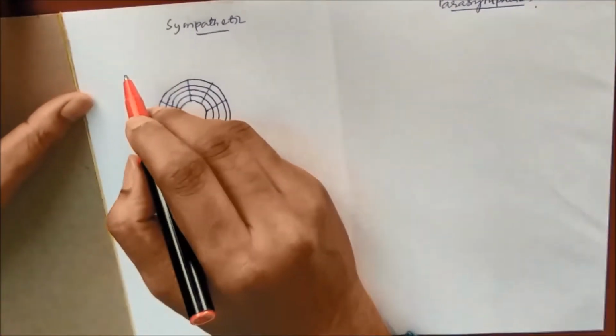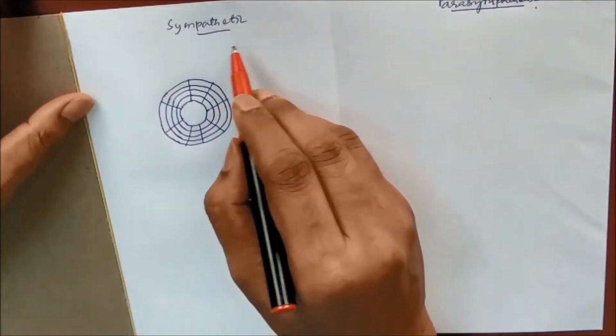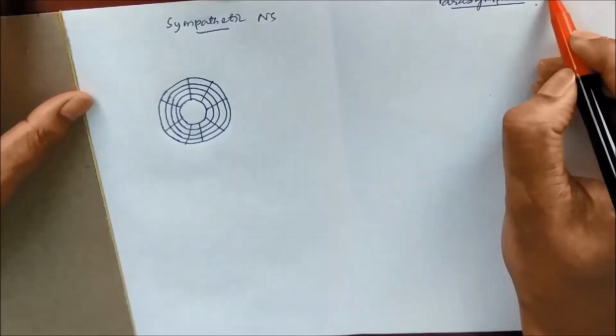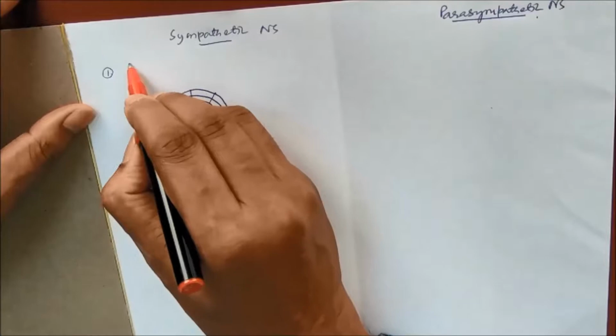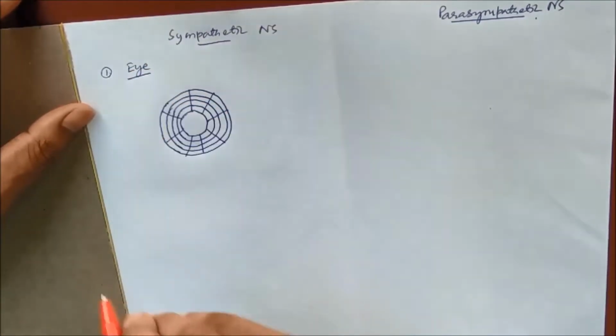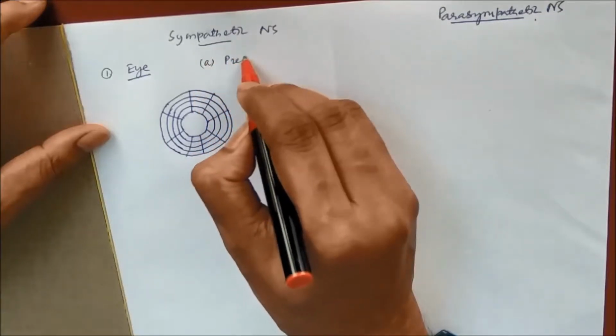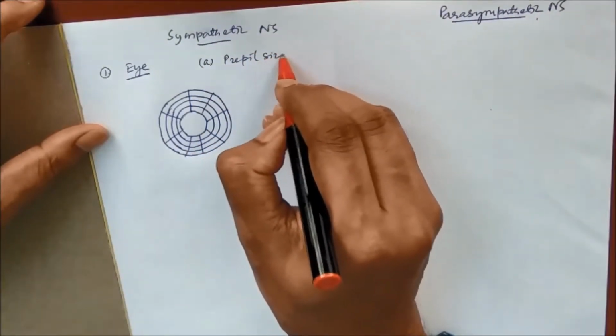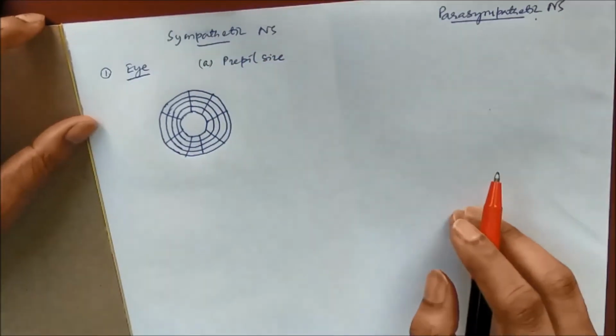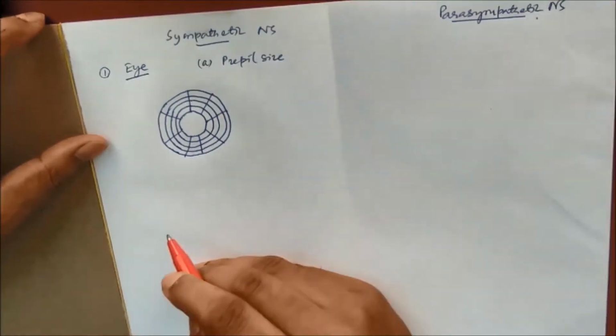Today we will study the difference between the sympathetic nervous system and the parasympathetic nervous system. First, let us start with the eye. On the eye, there are three parameters. One is the pupil size, two is the intraocular pressure, and third is the lacrimal secretion. So first we will discuss the pupil size.